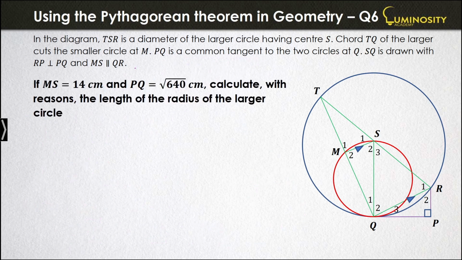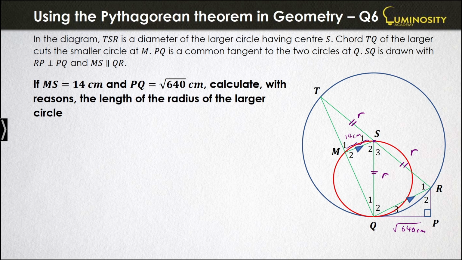And then lastly, we're given that the side length MS here is 14 centimeters and PQ is the root of 640 centimeters. We want to calculate, with reasons, the length of the radius of the larger circle. So I'm going to go into this larger circle and identify all the lines in the circle that are actually the radius. So S is the center. So this must be a radius line, TS. SR must be a radius line, and SQ must be a radius line.